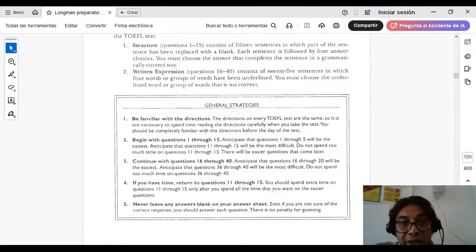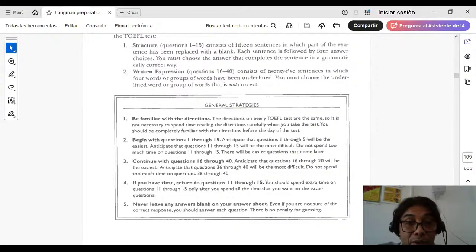Four, if you have time, and only if you have time, return to questions 11 to 15. You should spend extra time on questions 11 to 15 only, keyword here, only after you spend the time that you want on the easier questions. Why is this recommendation crucial, essential, fundamental? Because you want to assure that the easier questions are strong points in your favor towards your final score or final mark.